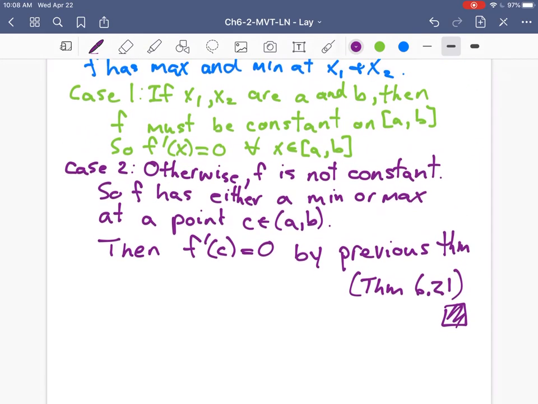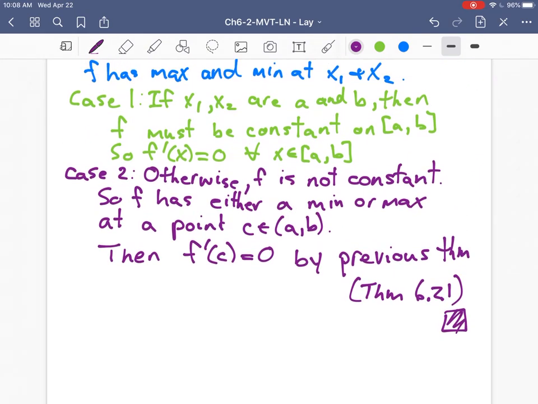All right. Next time, we're going to take a look at the mean value theorem. All right, we'll see you there.